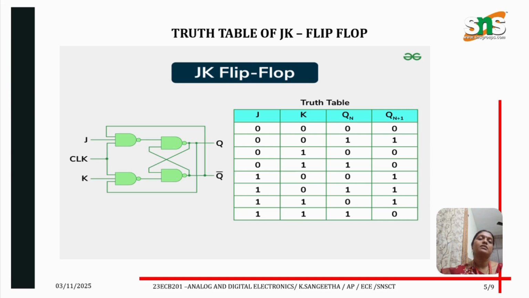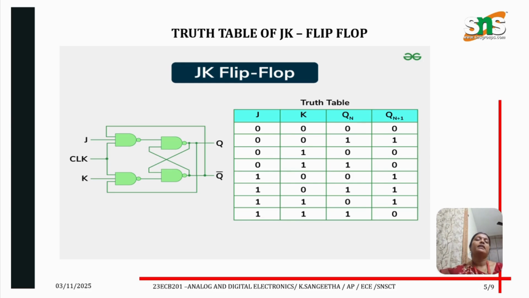The current state is 0 and the next state is 0. And if the inputs are 1 and 0, the output of the flip-flop will maintain the set state. That is, the output will be high. And if both inputs J and K are 1, the output will be toggled. That is, Qn is 0 and Qn plus 1 is 1. You know very well, Qn is the current state and Qn plus 1 is the next state. And for the last line, J is equal to 1, K is equal to 1, Qn is 1 and Qn plus 1 is 0.